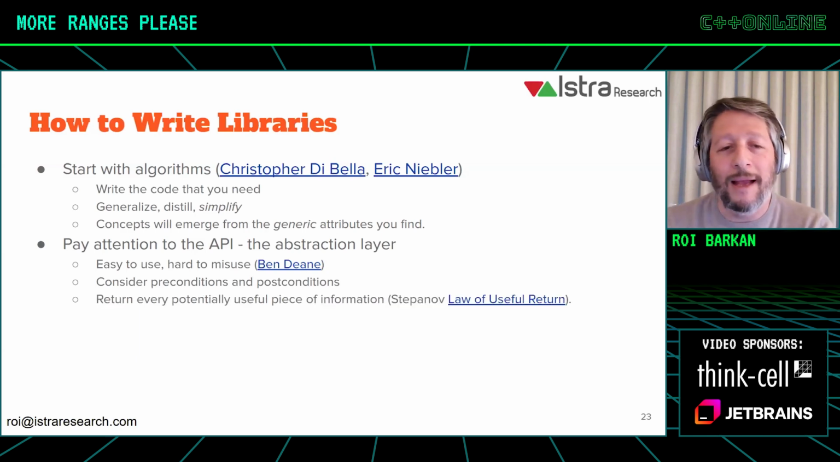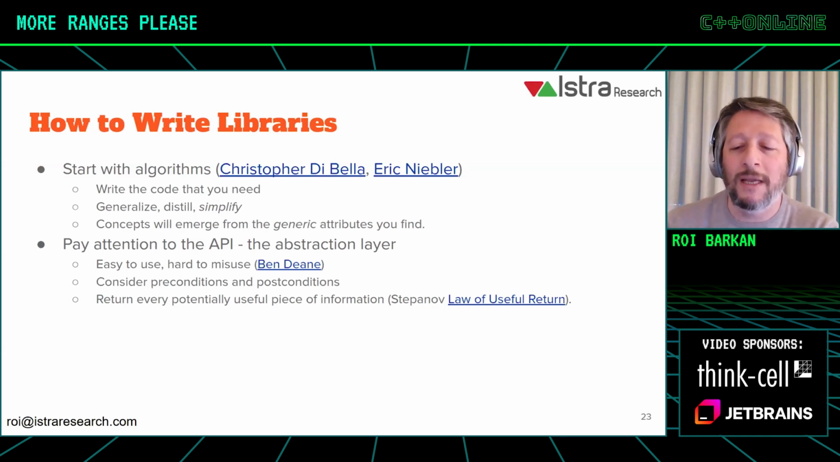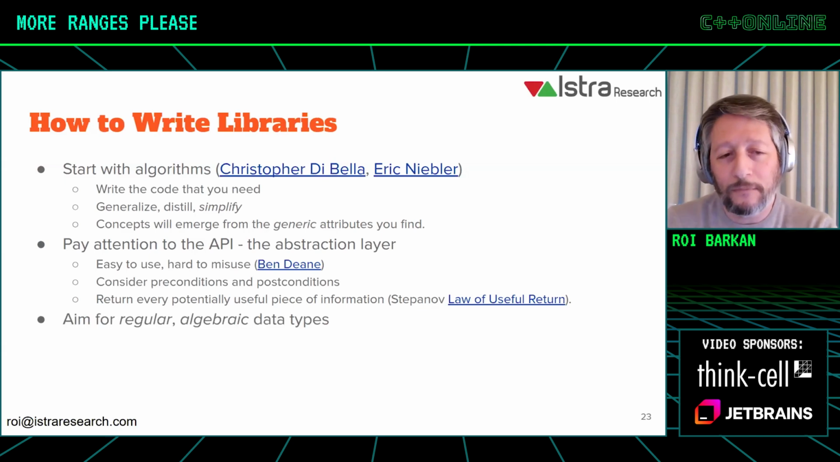And then Alexander Stepanov, the author of the STL, also coined the law of useful return, which basically says that whatever non-trivial piece of information you calculate within your library should be exposed and available to whoever called it, because potentially they might want this extra piece of information. Another rule of thumb is to try and aim for data types that are regular or algebraic.